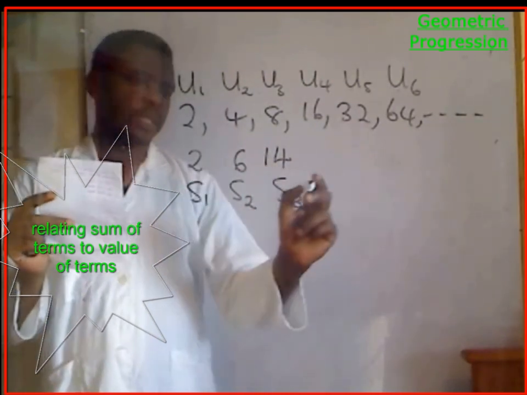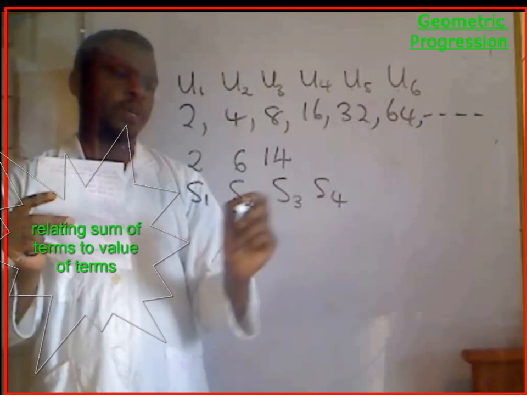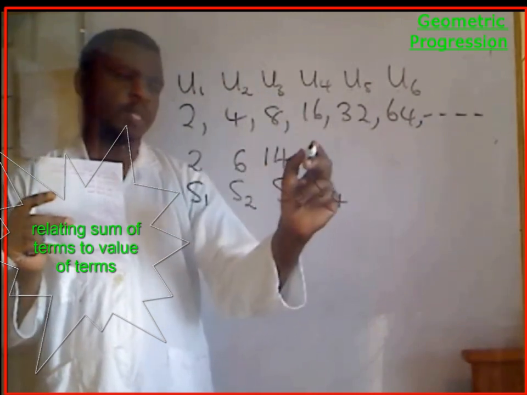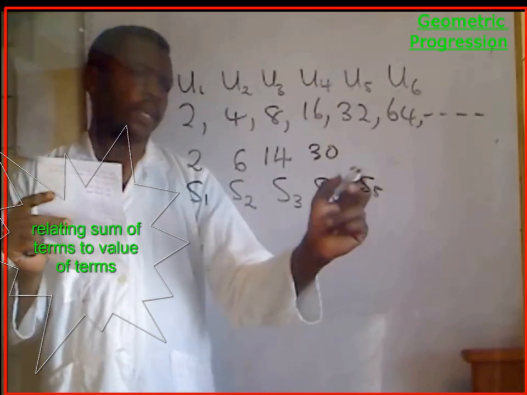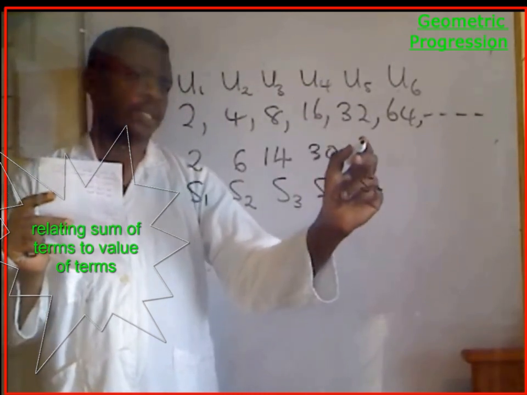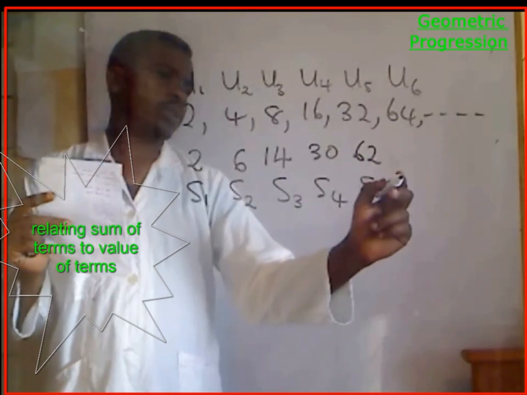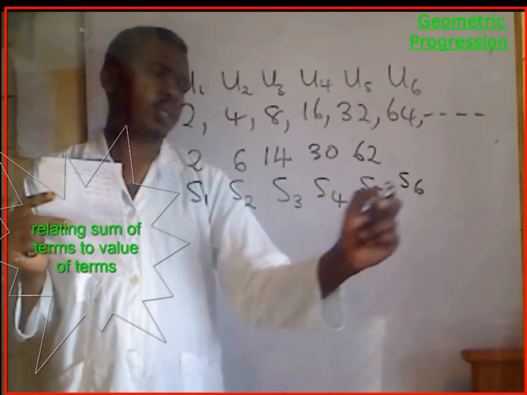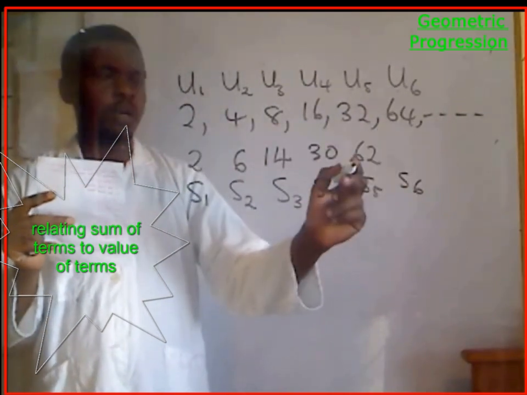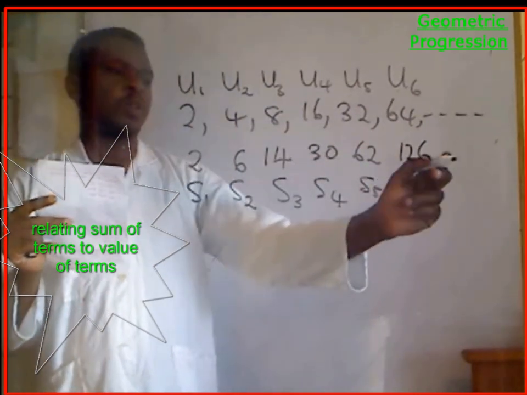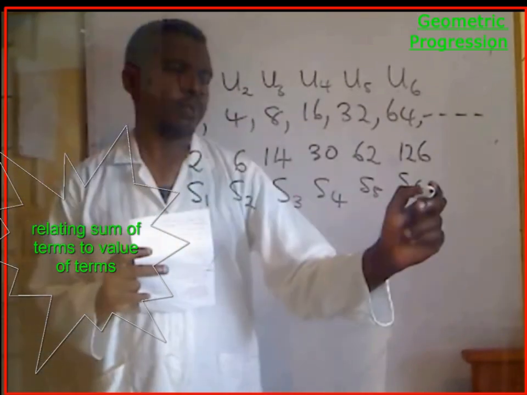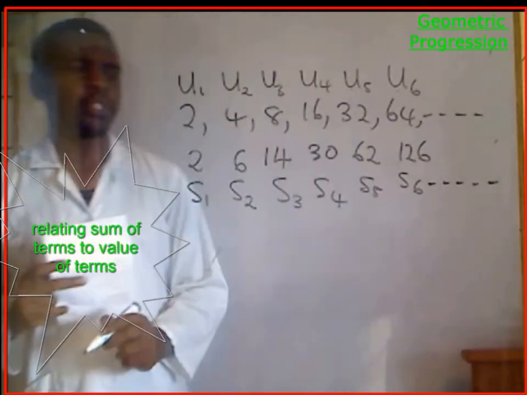14. So S4 is 14 plus 16, which is 30. S5 is 32 plus 30, which is 62. S6 is 64 plus 62, which gives 126. And this sequence can continue.